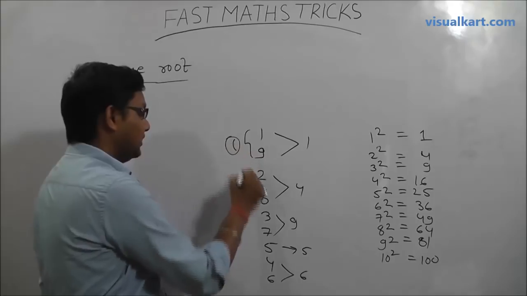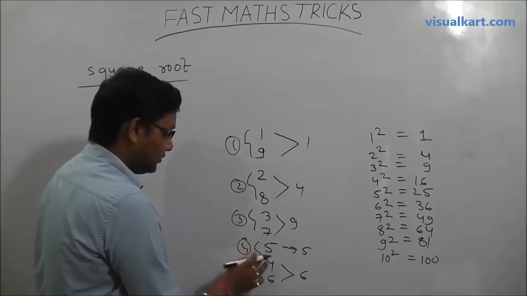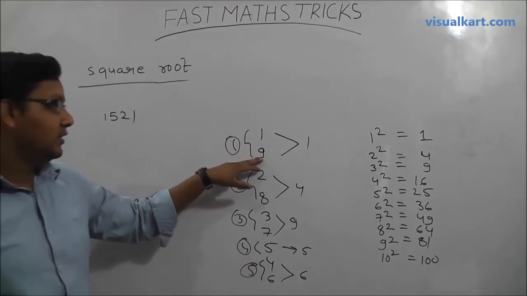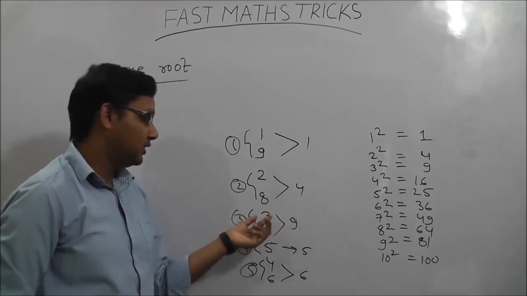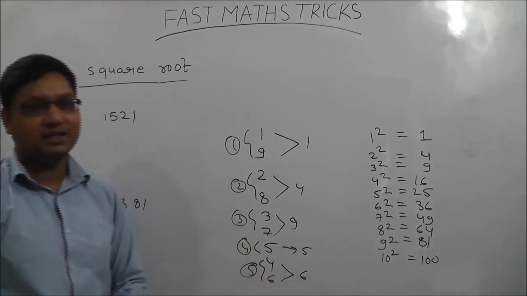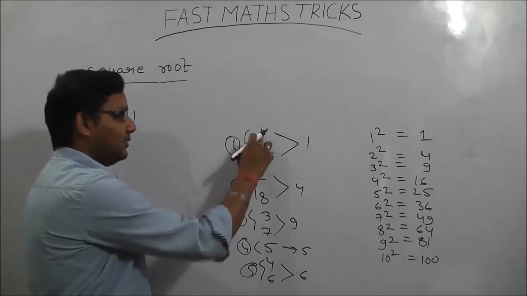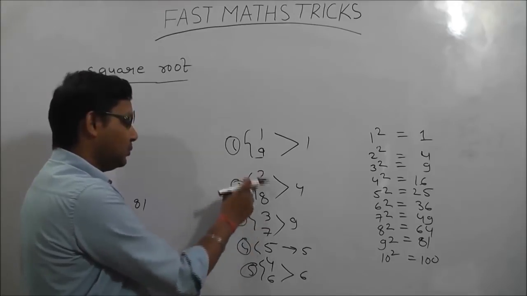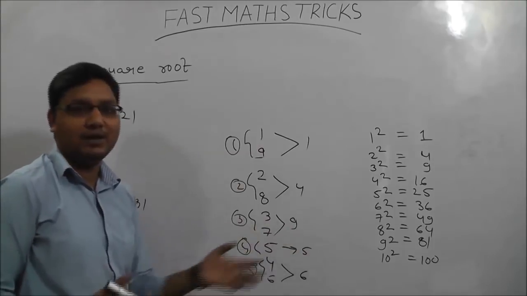This is the first point, second point, third point, fourth point, and fifth point. A number ending with 1 and 9, the square ends with 1. 2 and 8, the square ends with 4. 3 and 7, it ends with 9. 5, it ends with 5. 4 and 6, it ends with 6. How to remember which one comes next: the addition of both the terms is 10. 3 plus 7, 10. 2 plus 8, 10. 4 plus 6, 10. 1 plus 9, 10. And 5 ending is 5, that we can remember.